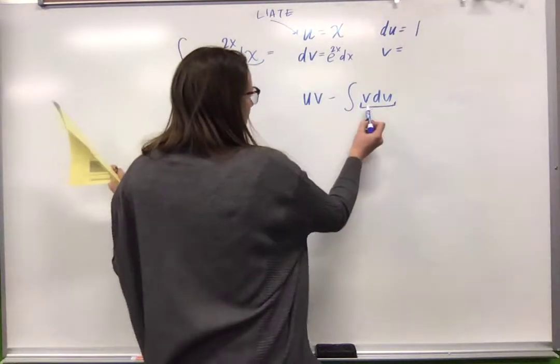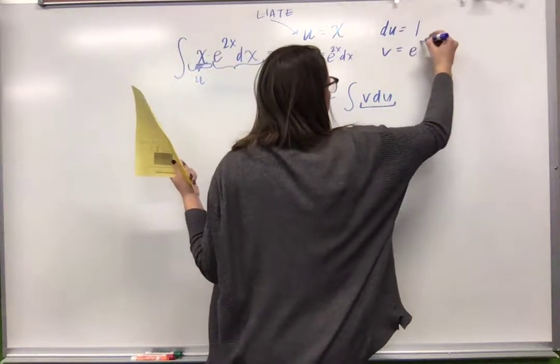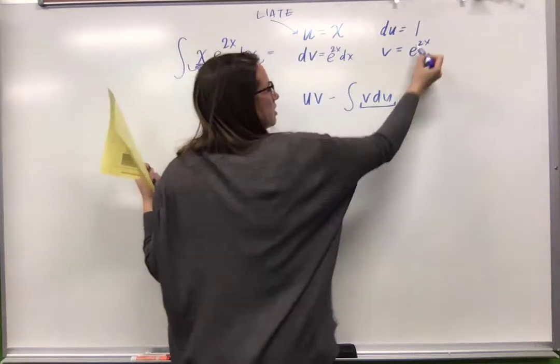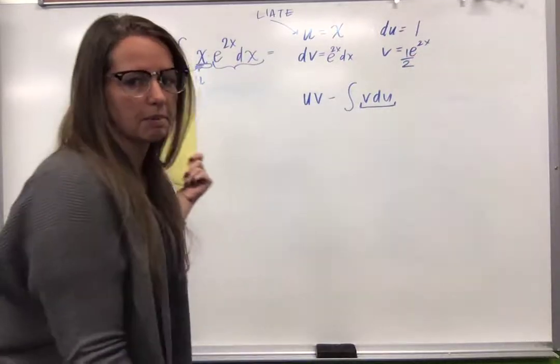All right, and then v is the integral of this. The integral of e to the 2x is e to the 2x. We have to compensate for taking the derivative of 2x, which is 2, so I'm going to throw a 1/2 in front of there. Remember that? See how I did that?